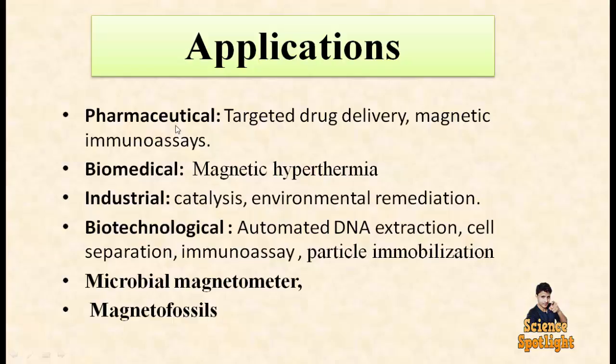And coming to the last part of this presentation, that is applications, where we can use these magnetosomes or magnetotactic bacteria. Due to their fastidious lifestyle and having a specific structure called a magnetosome, we can use them in different fields like pharmaceutical industries, biomedical industries, and some other industries. Biotechnologically, we can prepare a microbial magnetometer out of these magnetotactic bacteria, and we can use the magnetosomes as magnetofossils.